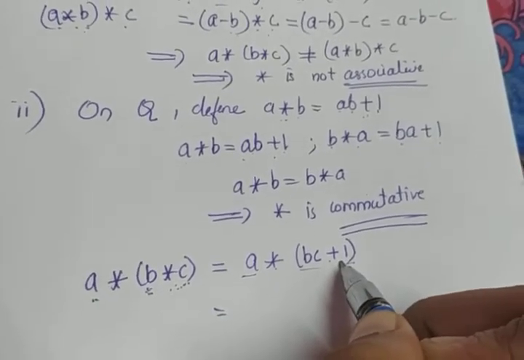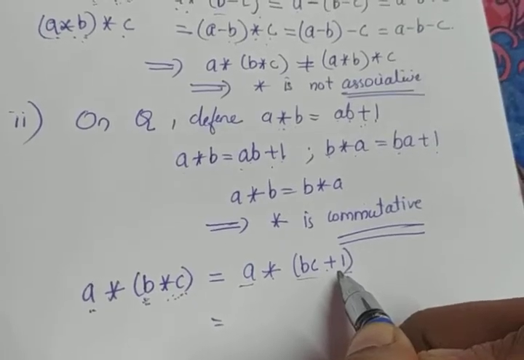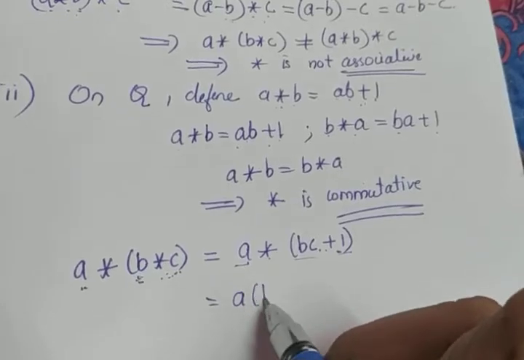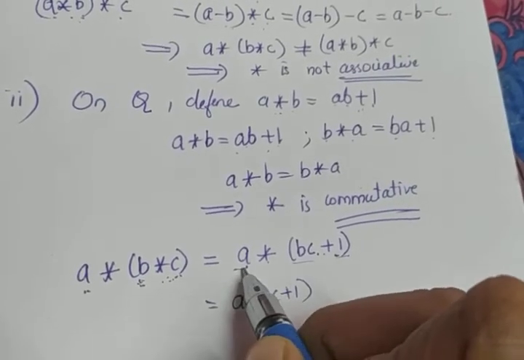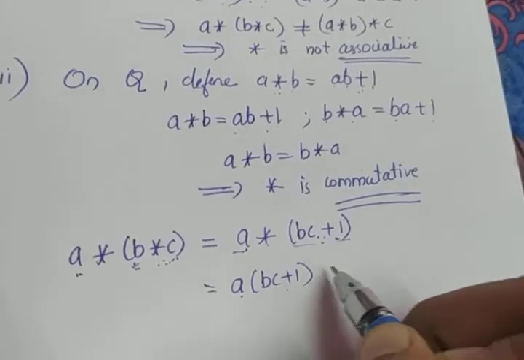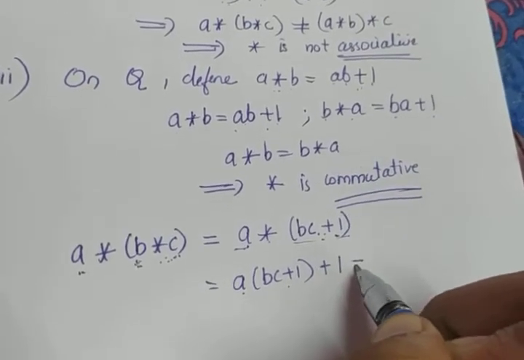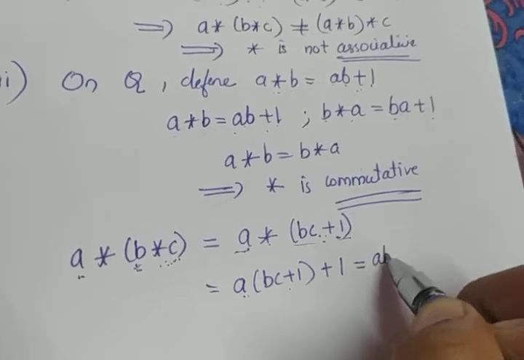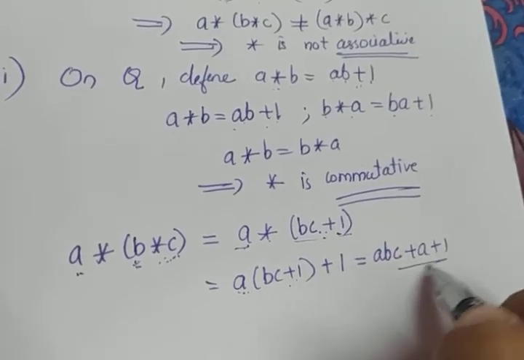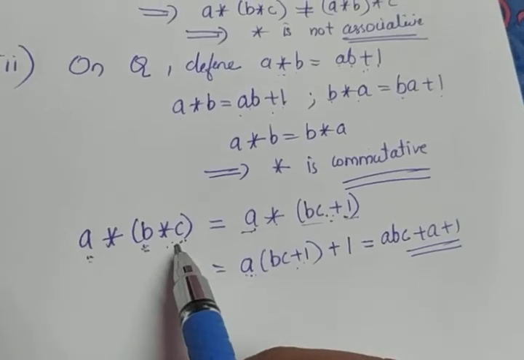So while we take the star, what we have to do, we have to take the product, add 1. So the product here is A into BC plus 1. First element is A, second element here is BC plus 1. So A into BC plus 1, plus 1. If I open the bracket, A into BC gives you ABC and A into 1 gives you A, plus 1. This is the value we are getting for A star B star C.